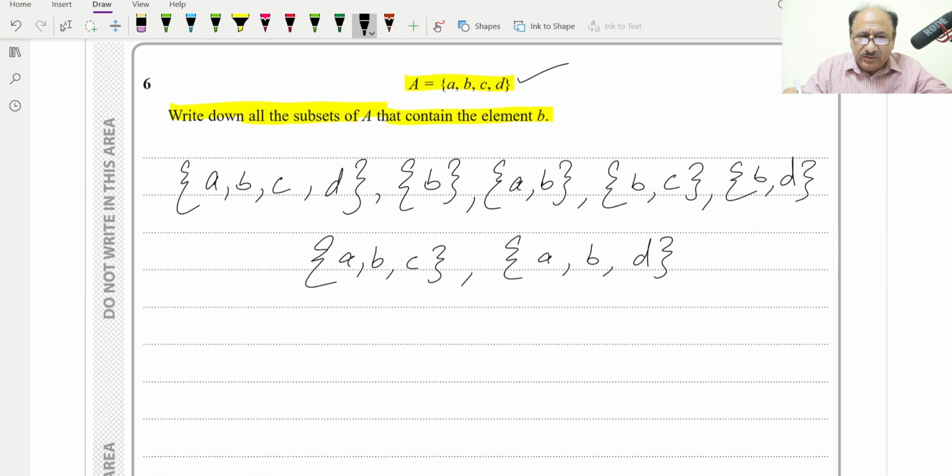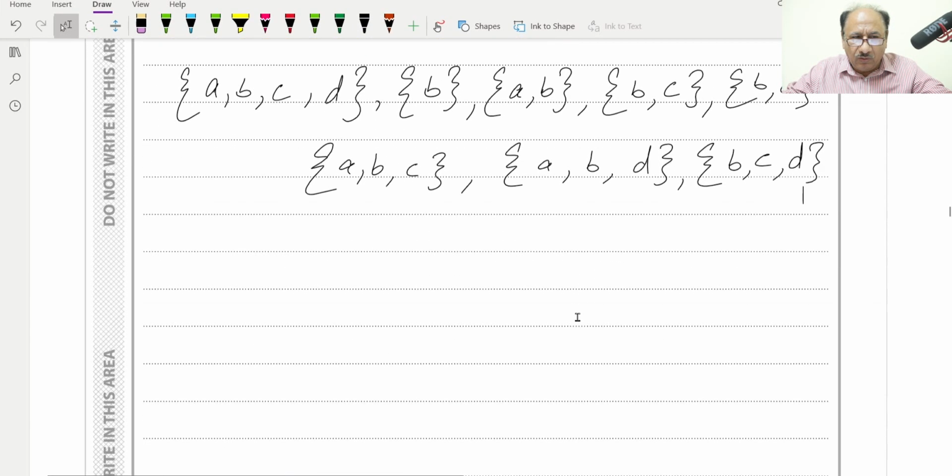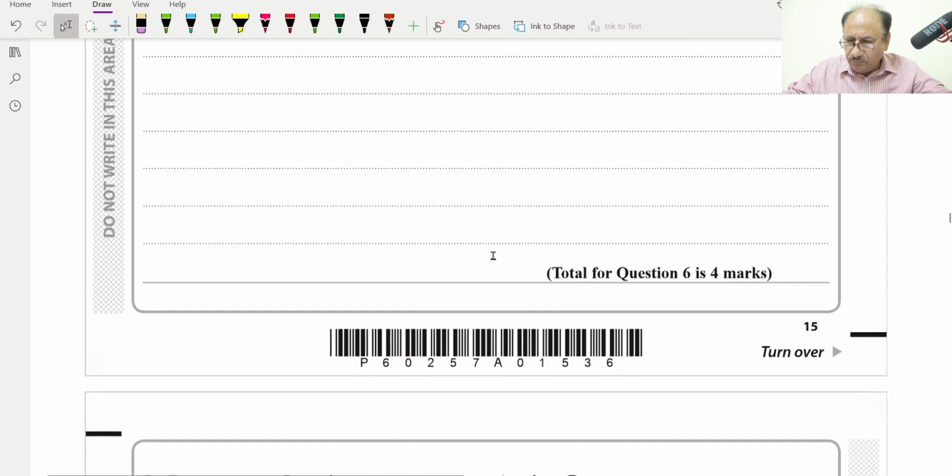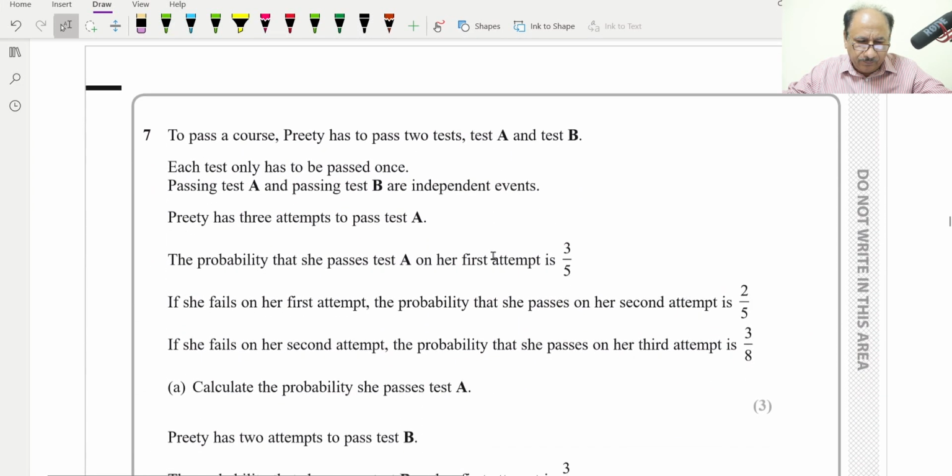These all contain B, and there is another one, which is B, C, D. That makes 1, 2, 3, 4, 5, 6, 7, 8. We have written the subsets of the set which is provided, and this is a simple, straightforward 4-mark question.